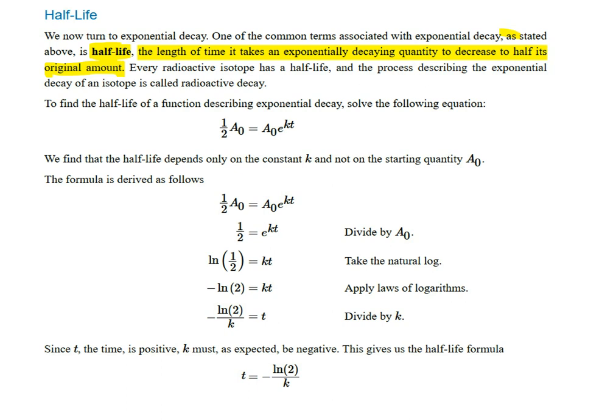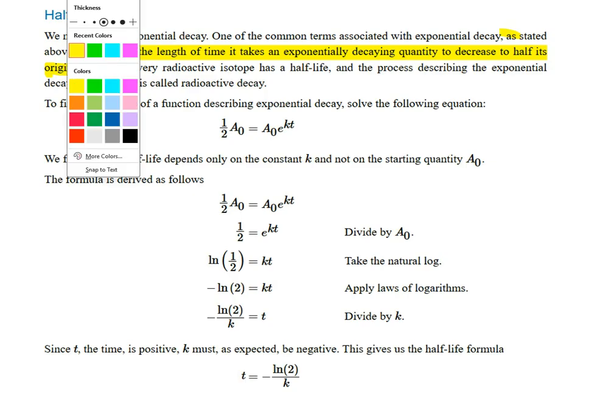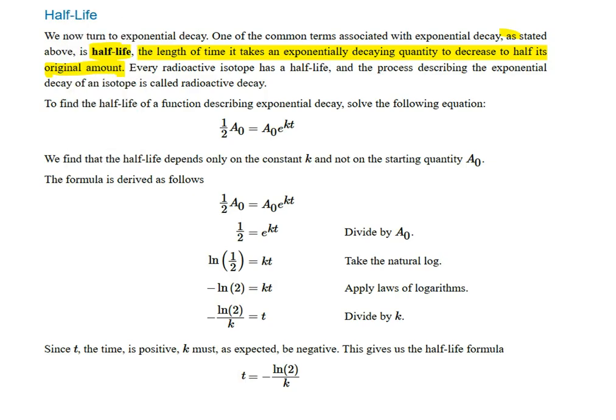A sub 0 is your original amount. Let's see. It says starting quantity is A sub 0. So in this formula, you're starting with some amount, and then you've got e raised to the kt. That's an exponential function. But if it's going to equal the half-life, it's going to be half of the A sub 0 on the other side.